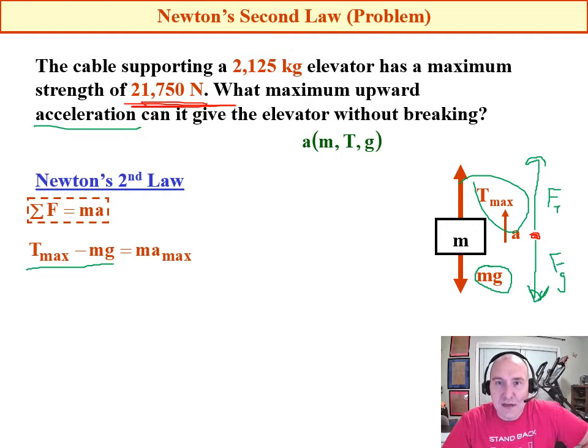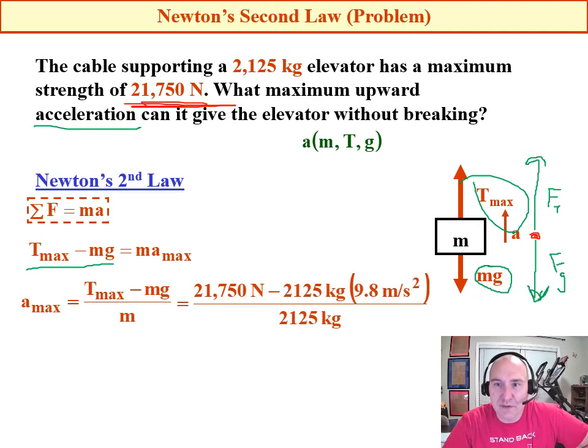All right, so to solve for our acceleration, simply put, we divide by mass. We have the tension is 21,750. We have mass, which is 2,125 times gravity, which is 9.8. And then we divide that by the mass of the object, which is 2,125.